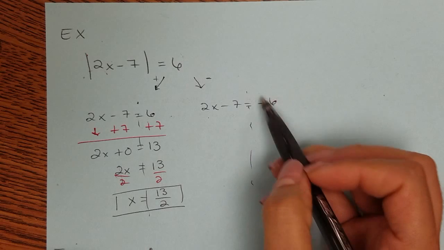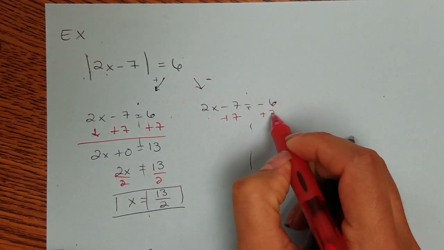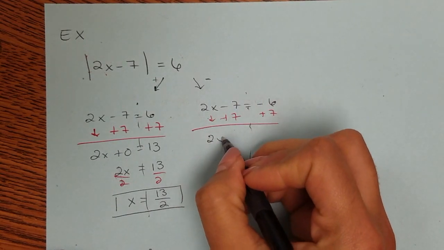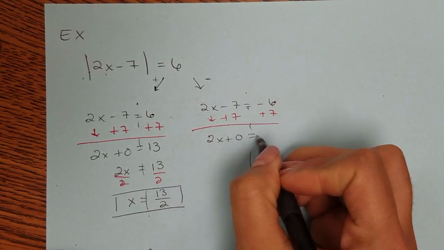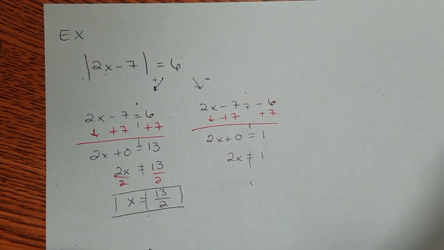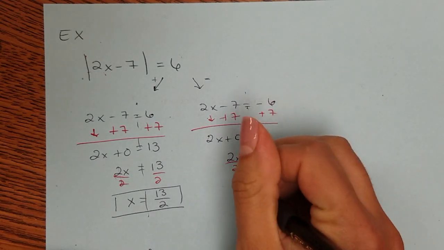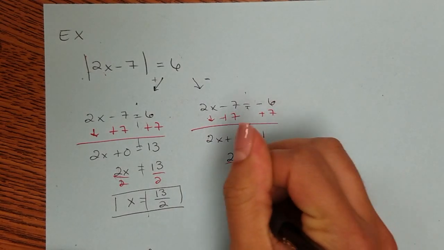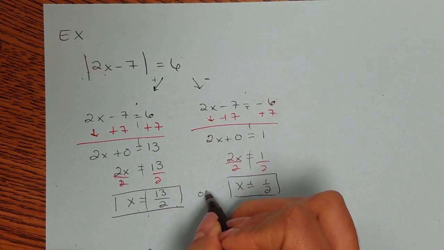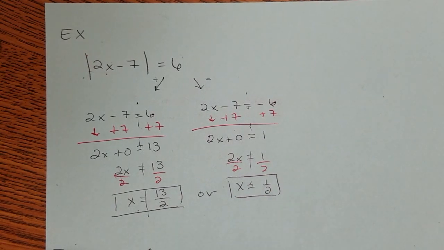Or x can be equal to whatever it is here. So the same steps, plus 7 on each side. That 2x is going to come down. 2x plus 0 is equal to positive 1. Divide both sides by 2. X is going to be equal to 1/2. So x is equal to 13 over 2, or x is equal to 1/2. Okay, so you're going to have multiple solutions here.